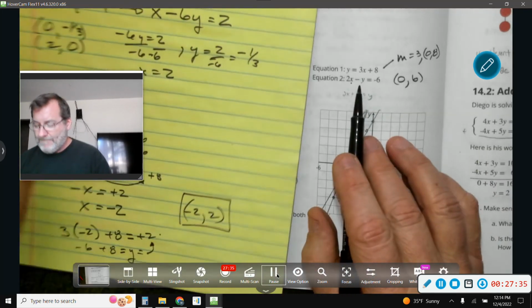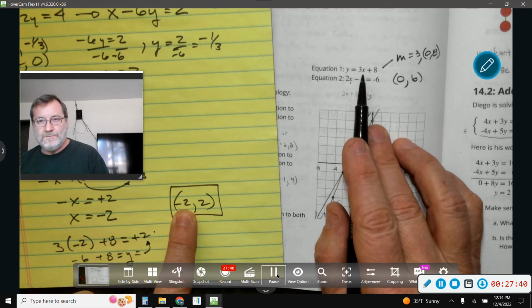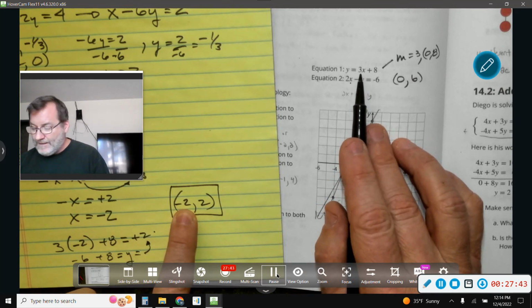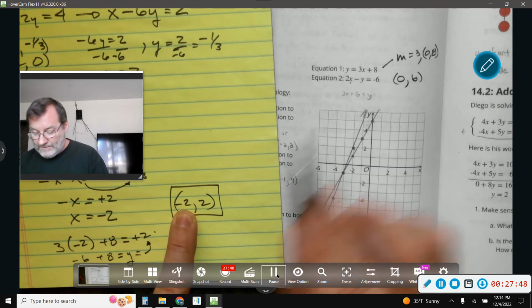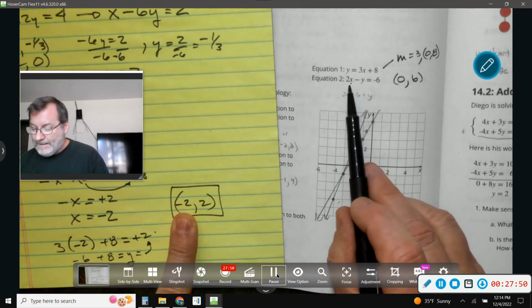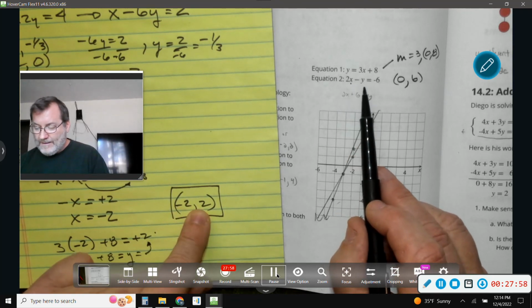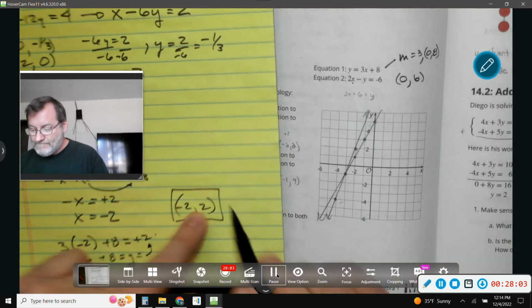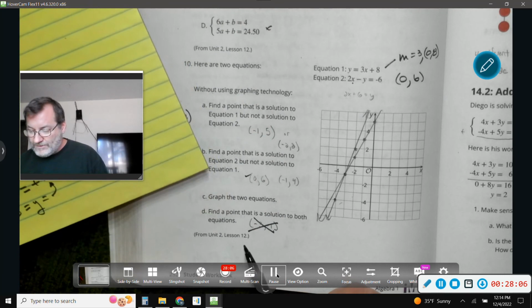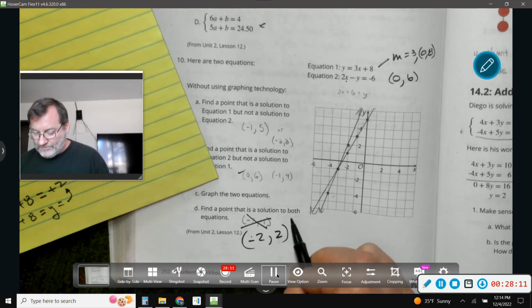So let's go through these. If I put a negative 2 into here, 3 times negative 2 is negative 6. Negative 6 plus 8 is a positive 2. Okay, then let's put that point into the other one. Negative 2 times 2 is a negative 4. And then negative 4 minus 2 is a negative 6. So yeah, that works just great. So negative 2 comma 2 is my solution.